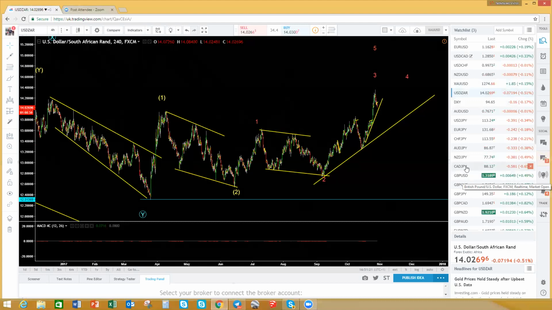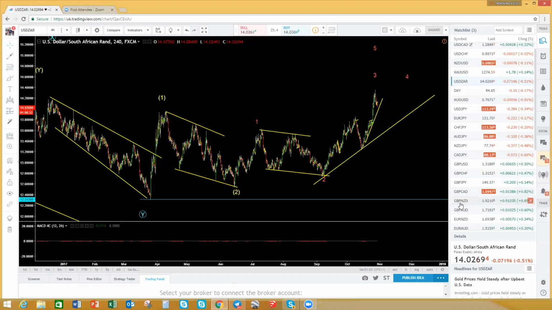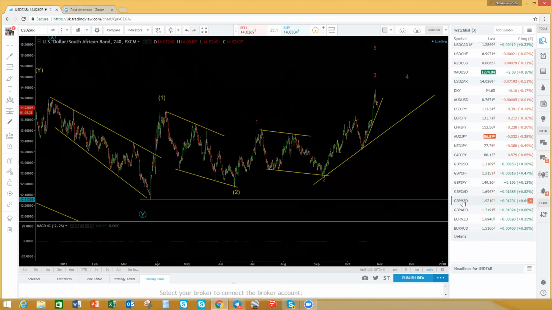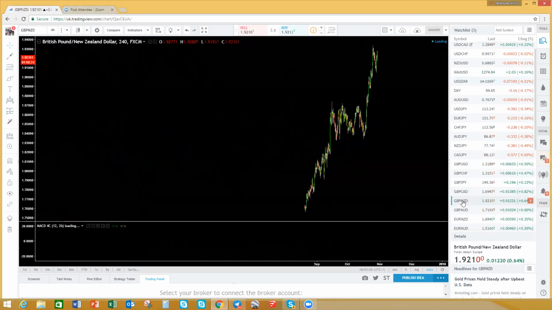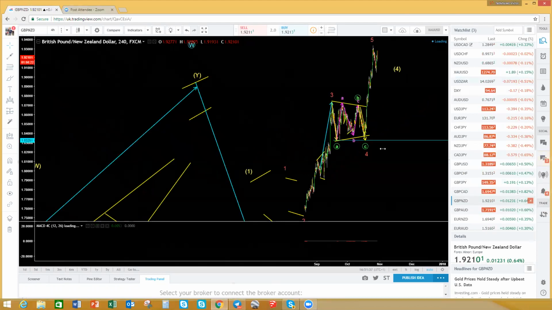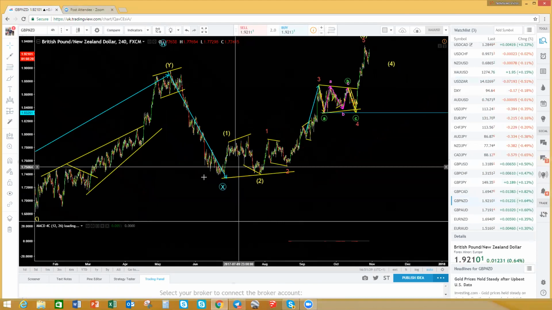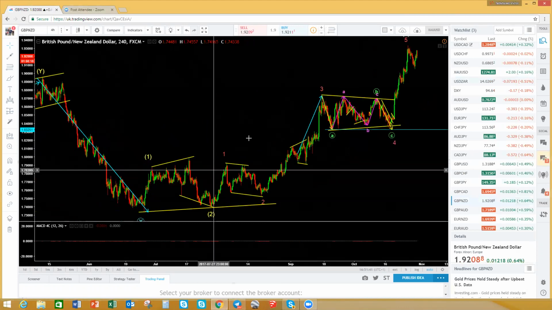Okay, but maybe let me do pound New Zealand first, and then we come to this one, because pound New Zealand has already completed the structure that is currently happening on the US dollar ZAR. So let's look at pound New Zealand first. I'm still going to do all the pound pairs. Okay, so let's just look at this one here.